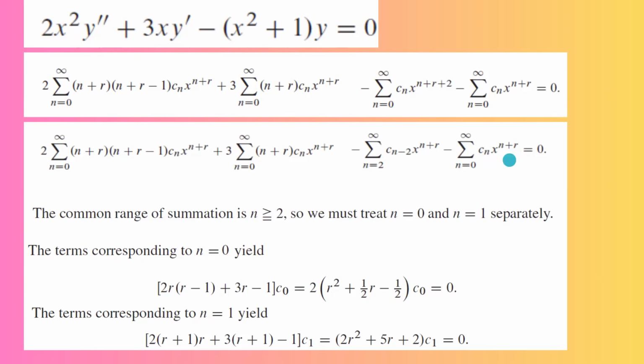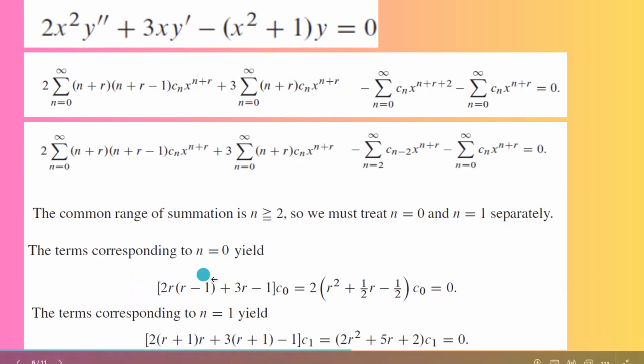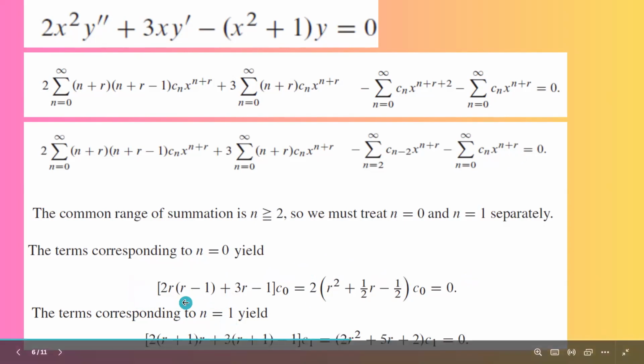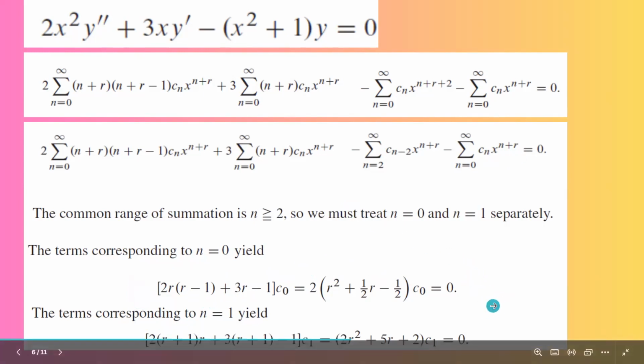And the same for n equals 1. So for the 0th term, you end up having 2r times r minus 1 plus 3r minus 1 c sub 0, which can be simplified as 2 times r squared plus a half r minus a half c sub 0 equal to 0. When n is equal to 1, it means that we are working with the first term. So I get 2r plus 1 times r plus 3 times r plus 1 minus 1 c sub 1, which can be written as 2r squared plus 5r plus 2 c1 equal to 0.